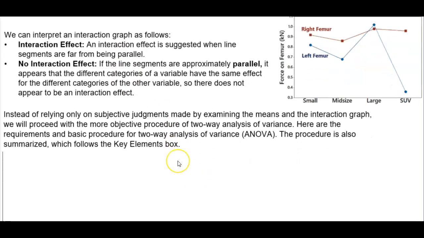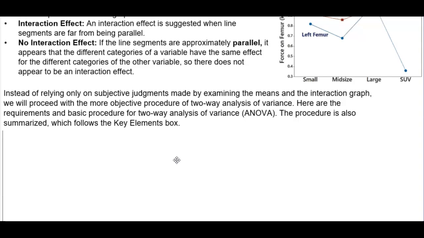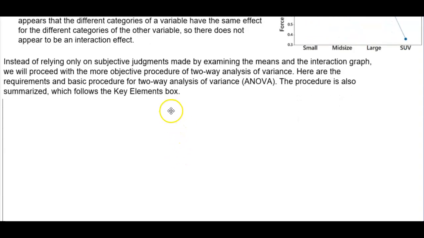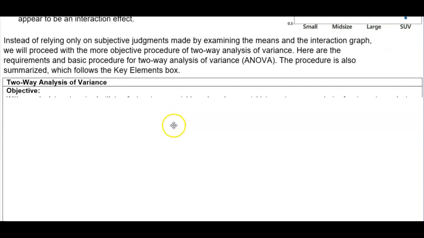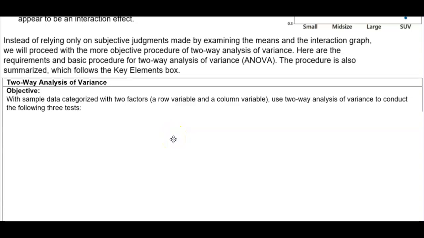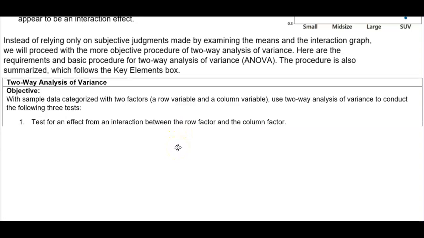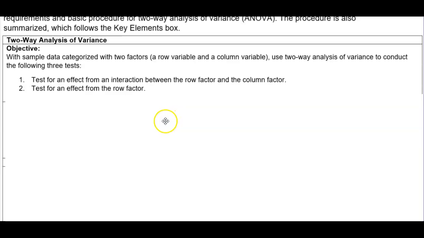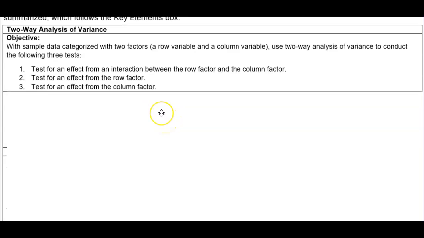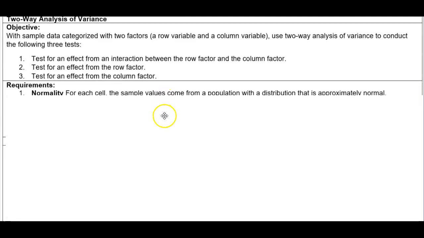Here are the requirements and basic procedure for two-way analysis of variance ANOVA. The procedure is also summarized in the following key element box. So for a two-way analysis of variance, the objective: with sample data categorized with two factors, a row variable and a column variable, use two-way analysis of variance to conduct the following 3 tests. Number 1, you test for an effect from an interaction between the row factor and the column factor. Number 2, you test for an effect from the row factor, and number 3, you test for an effect from the column factor.